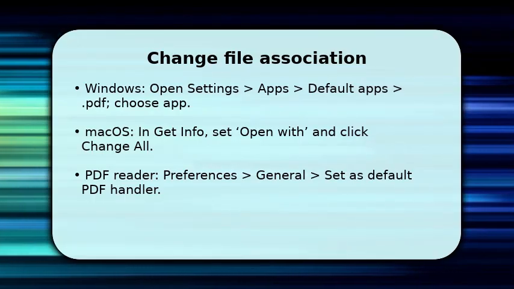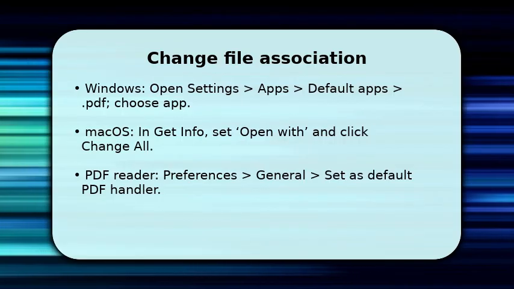On Windows, go to Settings, Apps, Default Apps, then search for PDF and select the application you want. Confirm the change. On Mac OS, use Get Info for a PDF, expand Open with, pick an app and click Change All to apply system-wide.